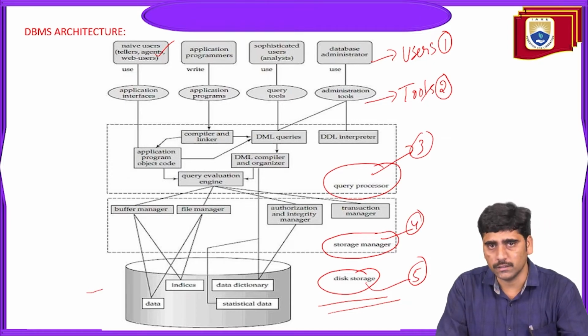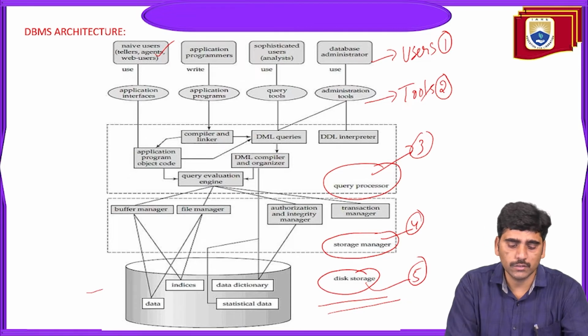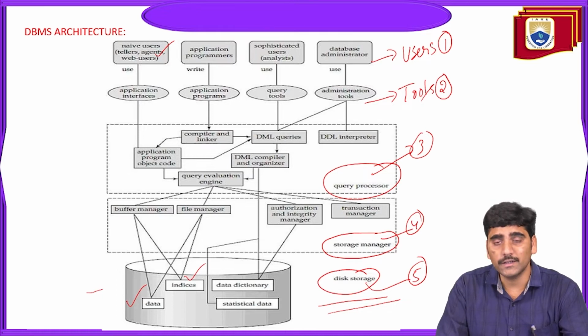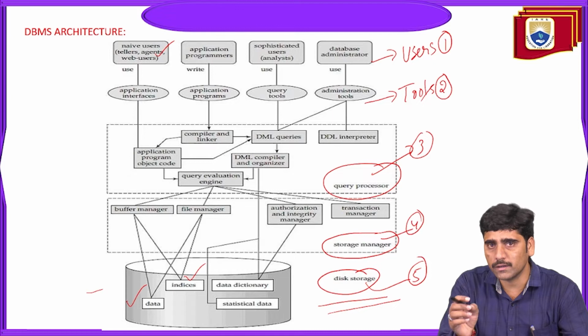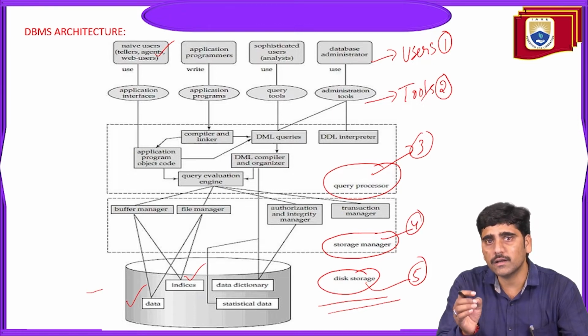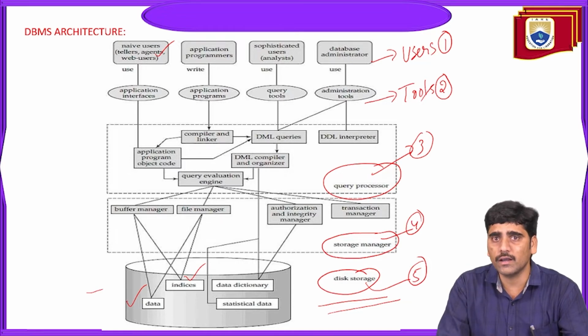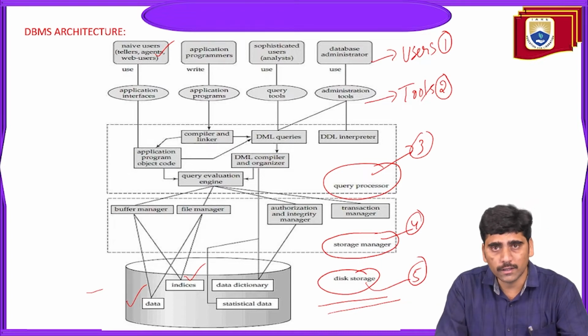What does a disk storage contain? It contains data, and it contains indices, that is, indexes. Indexes maintain records of the particular data. One index stores one line of data, two indexes contain two lines of data, and three indexes contain three lines of data. For example, employee numbers contain one set of data, employee names contain one, and employee salaries contain one. All this data is stored in the disk storage in the form of indexes.